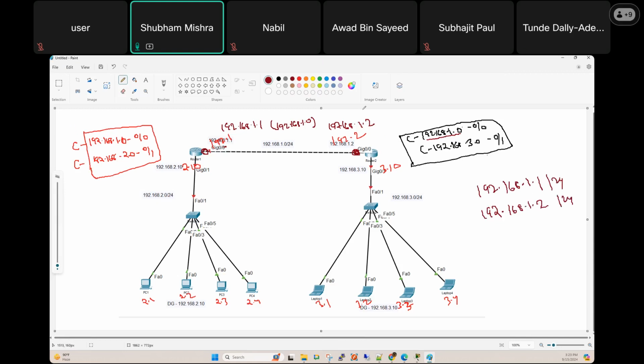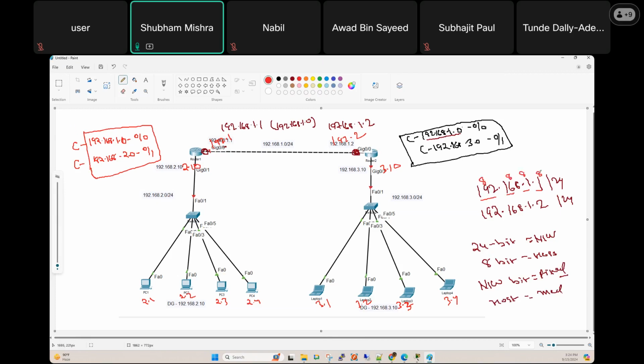/24. It means 24 bits are the network, yes or no? Yes, 24 bits. And the remaining 8 bits are called the host. So please remember, the network bits are always fixed. You can't modify them, right? In the host part you can modify. How many octets are there in this IP address? Total 4 octets. And what is the size of each octet? 8 bits.